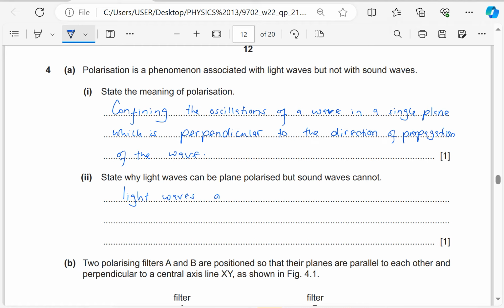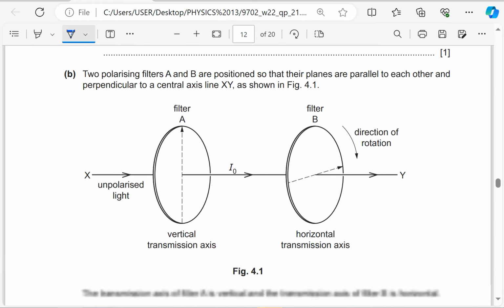Light waves are transverse, and sound waves are longitudinal. Okay, so longitudinal waves cannot be polarized.